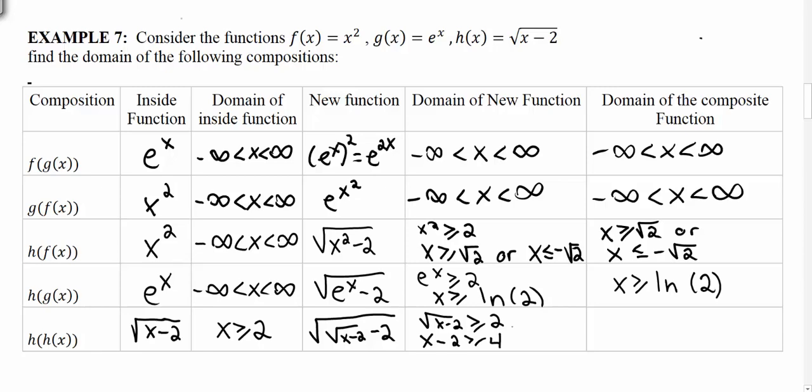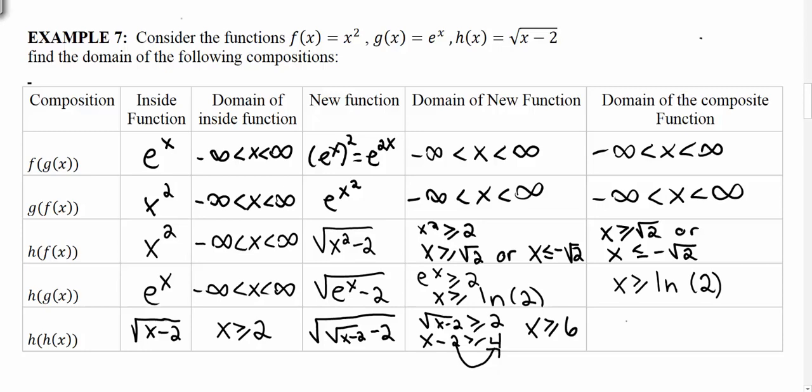So when you square a square root, the square root goes away. And when you square 2, you get 4. Solving for x gives me that x has to be greater than or equal to 6 because I added the 2 from the left over to the right. So I look at my two different domains to figure out which one is more restrictive. X greater than or equal to 6 is more restrictive than x greater than or equal to 2 because there's less numbers from 6 to infinity than from 2 to infinity.